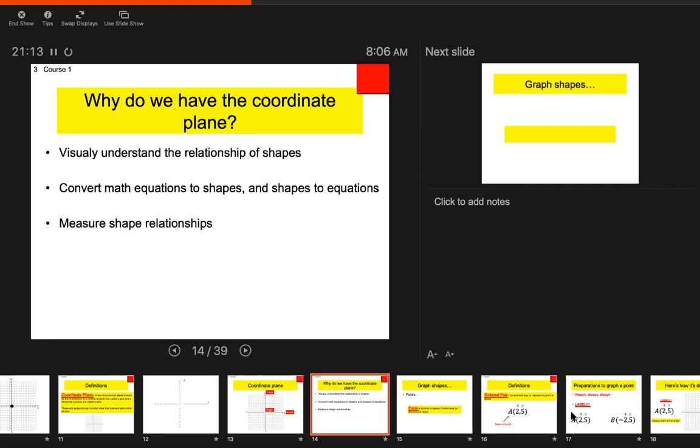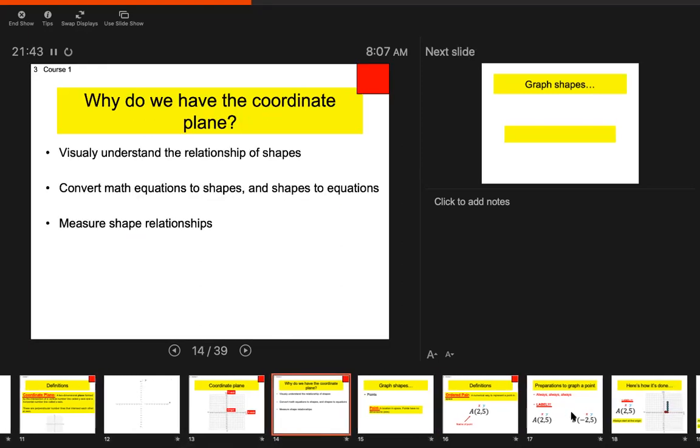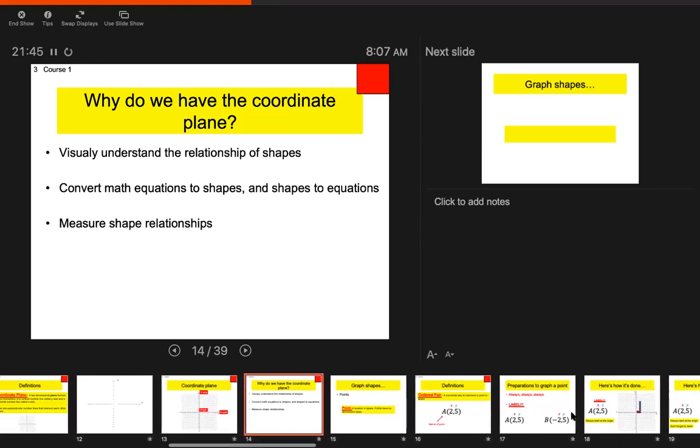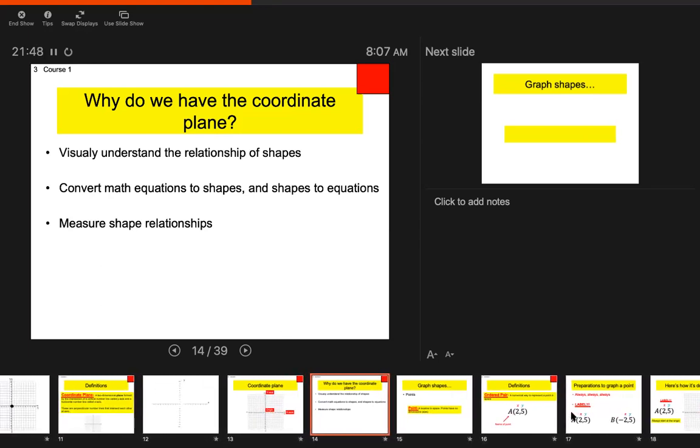One thing, and I said it kind of goes with the first one, is it allows us to measure things very easily. You're placing a shape onto a grid that has numbers, which allows you to very quickly measure. I just have to look at it and count squares. Hey, it's 4 squares wide, 2 squares high. I can calculate the area if it's a rectangle very quickly because it's already on a grid system. These three things are the main reasons, at least in seventh grade, why we throw things on a coordinate plane.